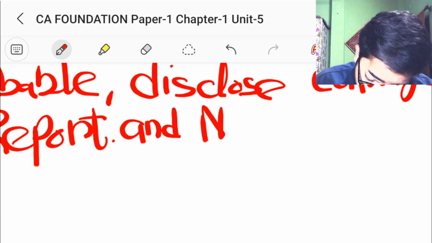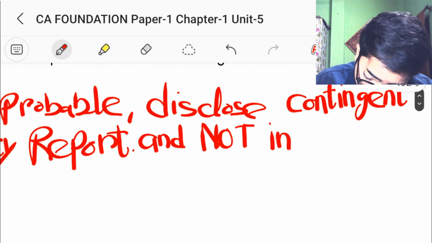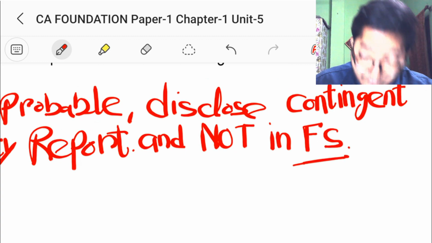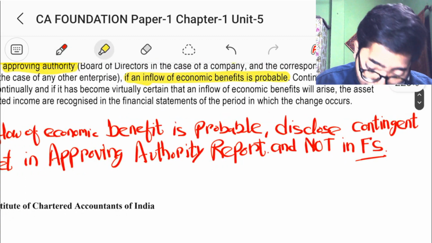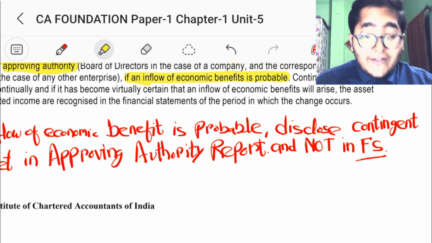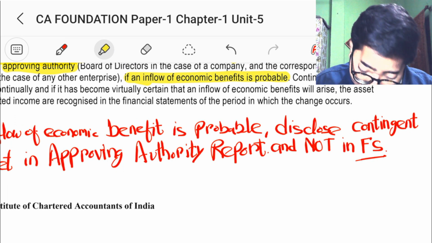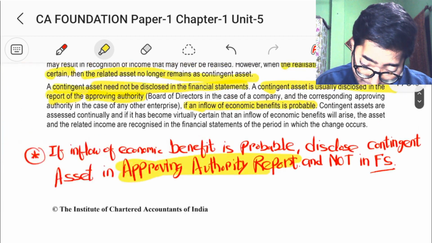and not in financial statement. Okay, FS means financial statement. So we need to disclose this. If an economic benefit is probable, we need to disclose the contingent asset in the approving authority report and not in the financial statement. I hope it is clear.